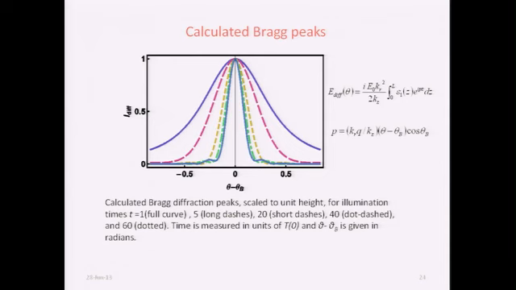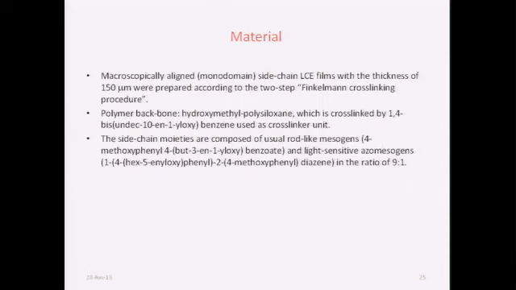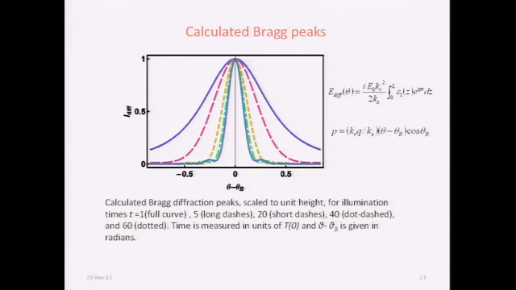So then we can calculate how the Bragg peak looks, and obviously this is now the model calculation. We see that it gets broader and broader for longer illumination, narrower and narrower for longer illumination time. And from here, we could get back the thickness to which it is absorbed.